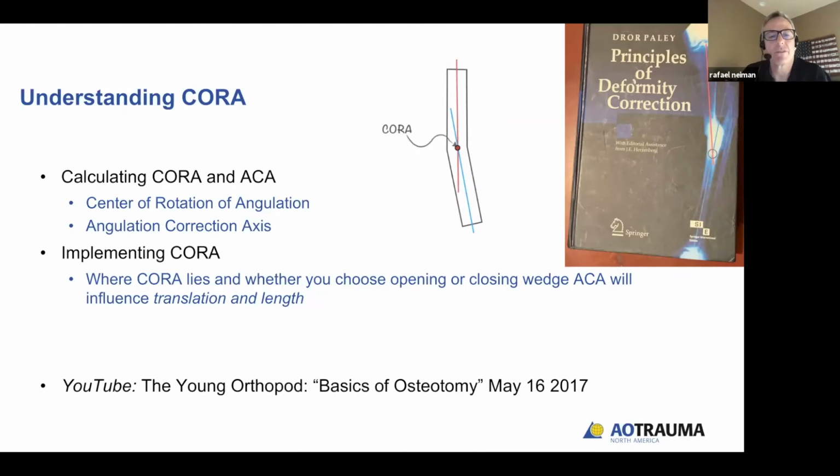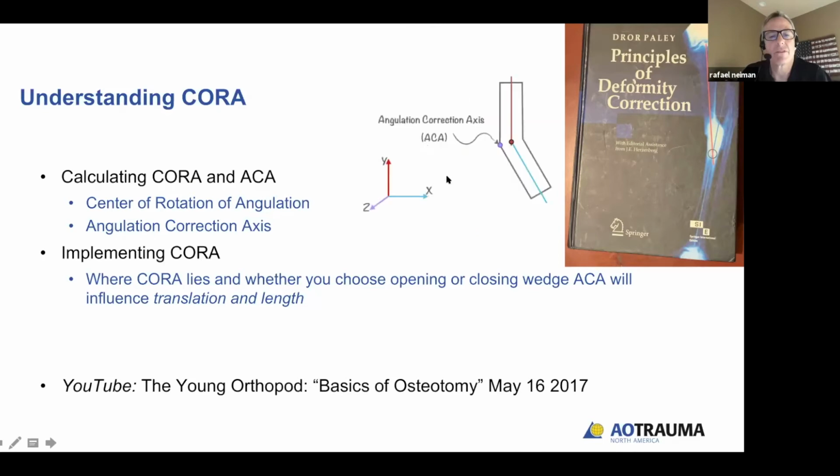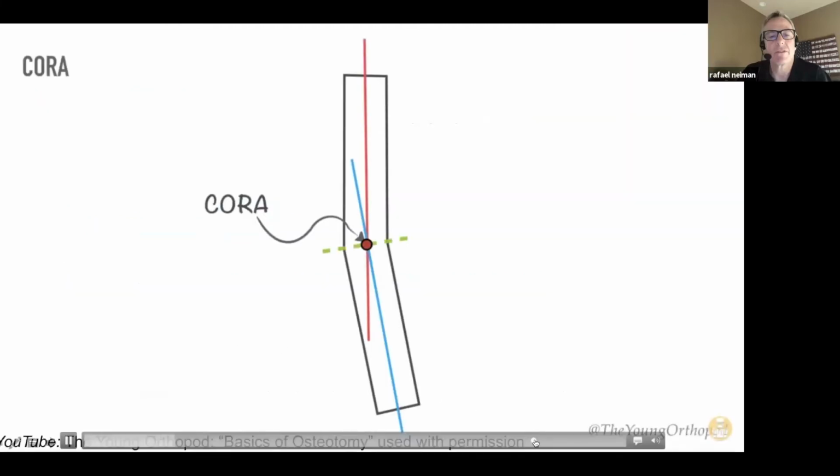CORA is the center of rotation of angulation. That's basically where the anatomic axis of the proximal and distal segments meet. The angulation correction axis, or the ACA, is the point around which you spin one fragment in relationship to the other to gain your correction. And where your CORA lies and how you spin it is going to affect not just the angular correction, but also translation and length. So let's go over those concepts quickly here.